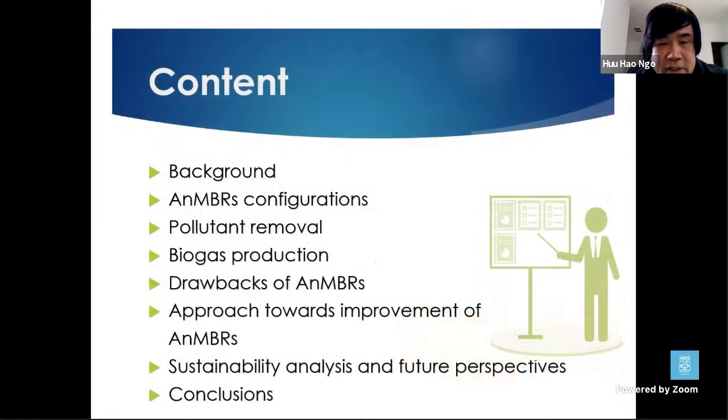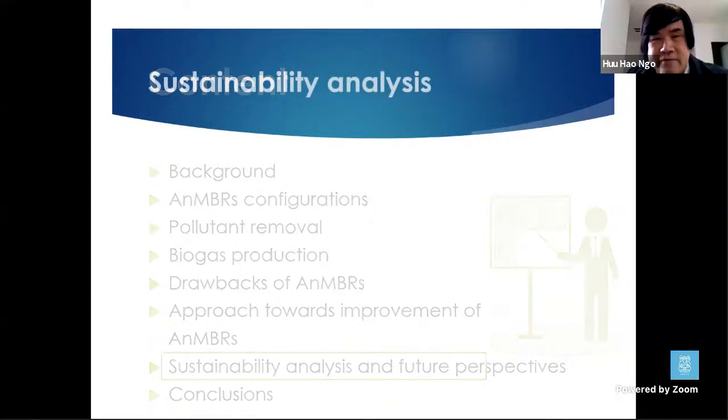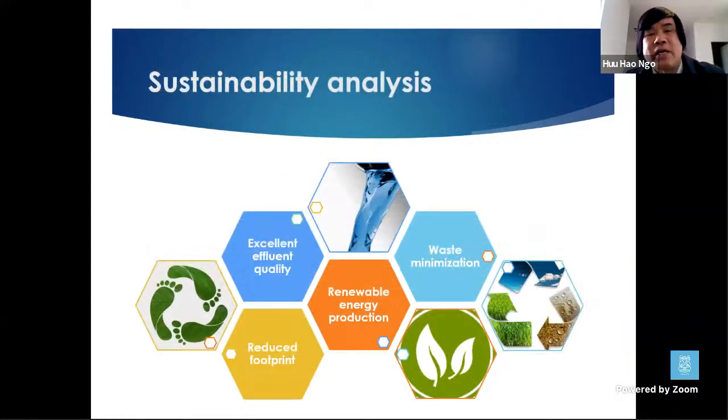Okay, so now we go to the sustainability analysis and future perspective. What is sustainability analysis? The reason is that when we talk, we need to have some analysis to reach the conclusions. Otherwise, it is very hard to say whether anaerobic is the future sustainable wastewater treatment technology. No, we can't.